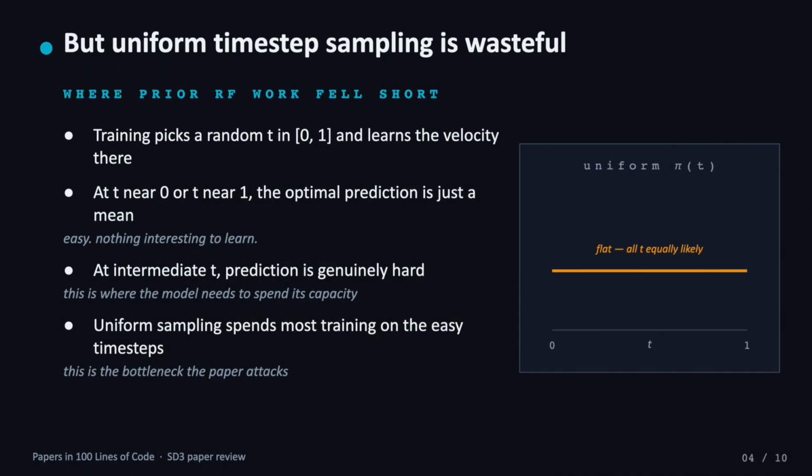So why didn't rectified flow scale earlier? One big reason is how the model is trained. At each training step, you sample a random t in 0 to 1, and you learn the velocity at that t. Here's the catch. At t near 0, the optimal prediction is just the mean of the data distribution. Easy. At t near 1, it's just the mean of the noise. Also easy. The interesting learning happens at intermediate t, where the model genuinely has to figure out the velocity field. But uniform sampling spends most of its training budget on the easy time steps. That's the bottleneck this paper attacks.